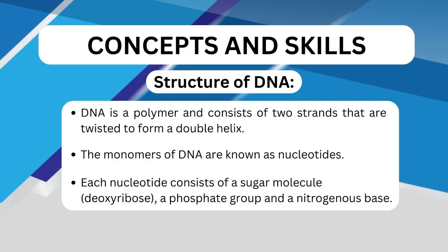Concepts and skills. Structure of DNA. DNA is a polymer and consists of two strands that are twisted to form a double helix. The monomers of DNA are known as nucleotides. Each nucleotide consists of a sugar molecule, deoxyribose, a phosphate group and a nitrogenous base.